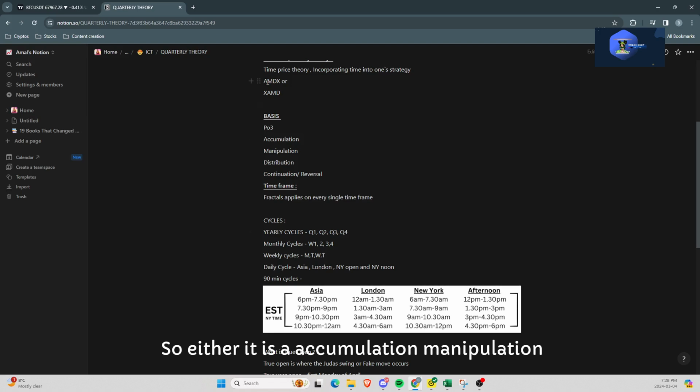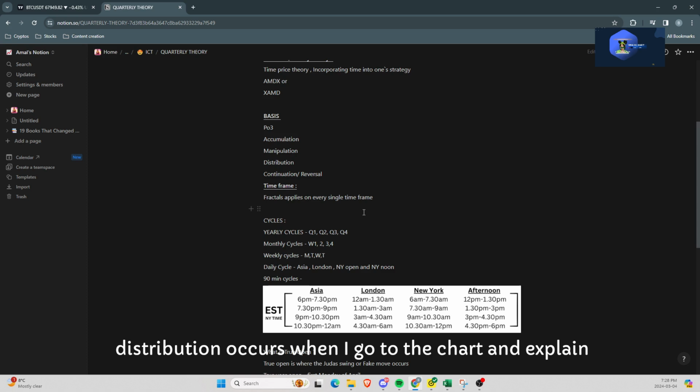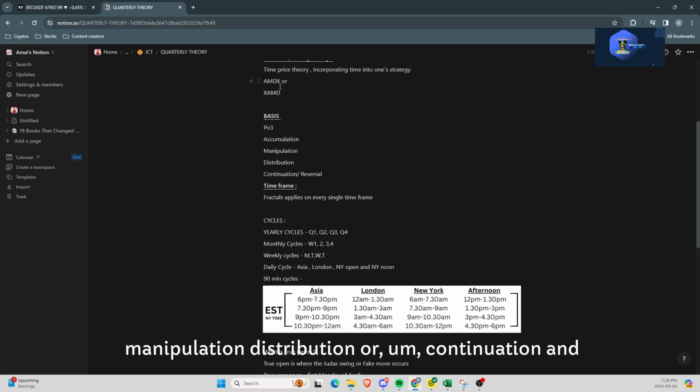Either it is accumulation, manipulation, distribution, and then continuation or reversal, or it starts with a reversal or a continuation of the previous session, and then accumulation, manipulation, distribution occurs. When I go to the chart and explain this to you in detail in every time frame, you're probably going to understand. For now, just understand that it is either this or this: accumulation, manipulation, distribution, or continuation and then accumulation, manipulation, and distribution.